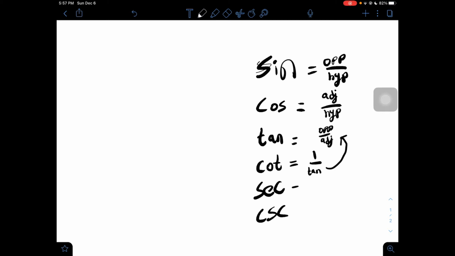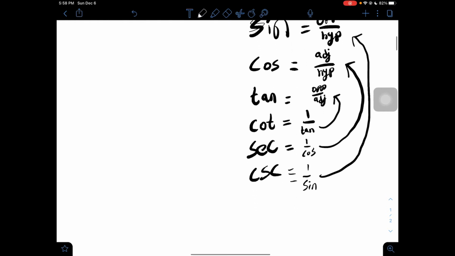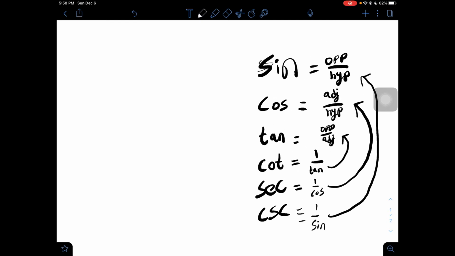Then you have sec, which is 1 over cosine, which is adjacent over hypotenuse. Then CSC is 1 over sine, which is opposite over hypotenuse. Cot is 1 over opposite over adjacent. Sec is 1 over adjacent over hypotenuse. And CSC is 1 over opposite over hypotenuse.